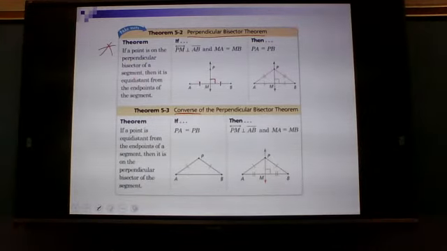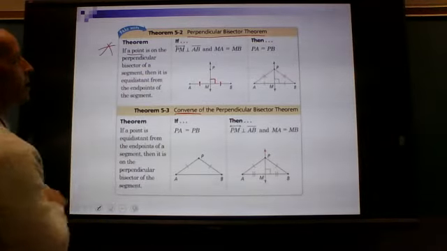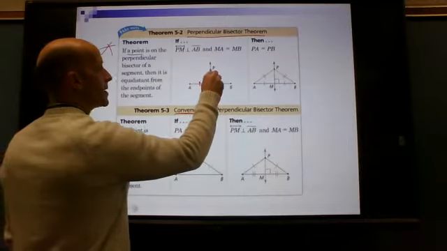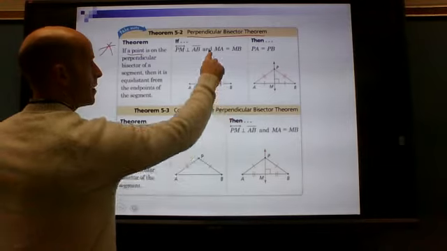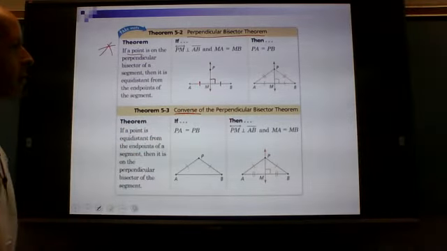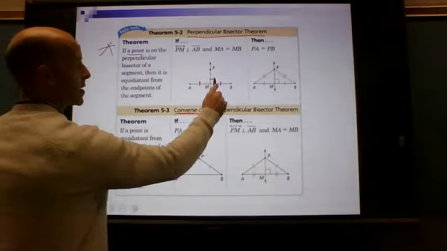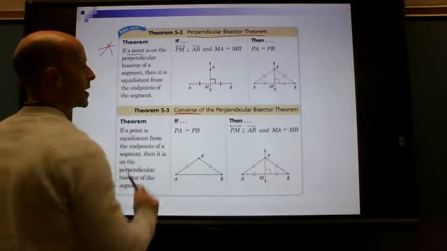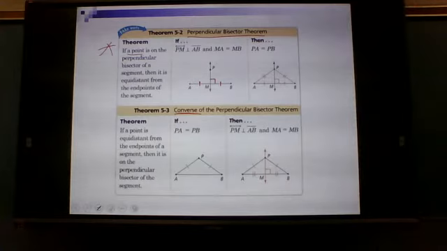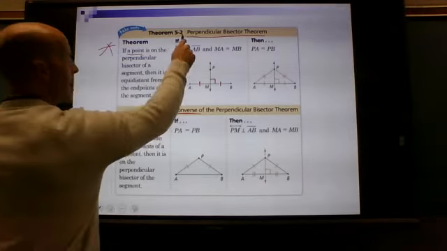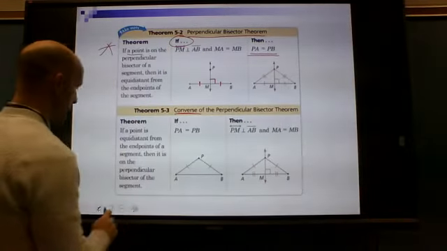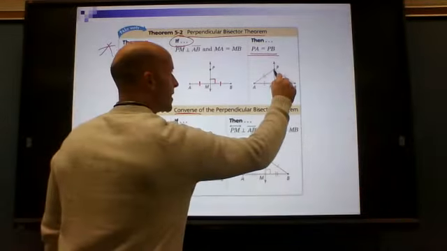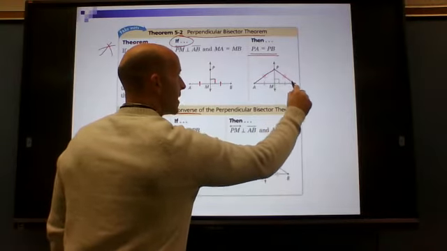So here's what theorem 5.2, the perpendicular bisector theorem, states. If a point is on the perpendicular bisector of a segment, so here's segment AB. This line right here is what we call the perpendicular bisector. And the reason it's perpendicular is because it forms a right angle. And the reason it's a bisector is because it divides it into 2 equal parts. Well, it turns out that if it's on the perpendicular bisector, then we can conclude the following. We can conclude that this distance here is the same as this distance here.